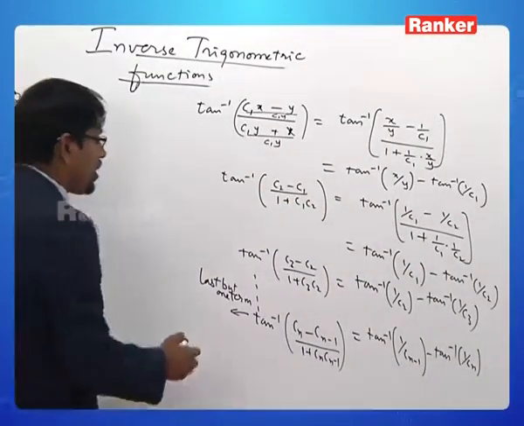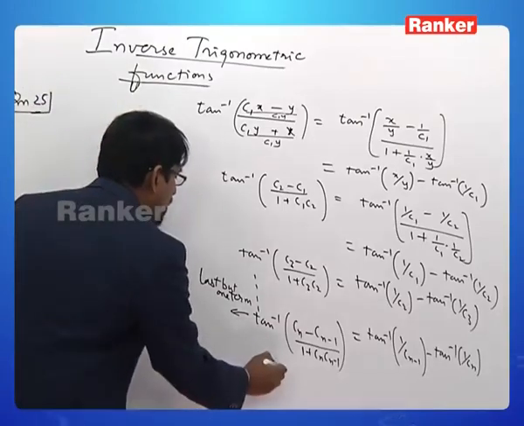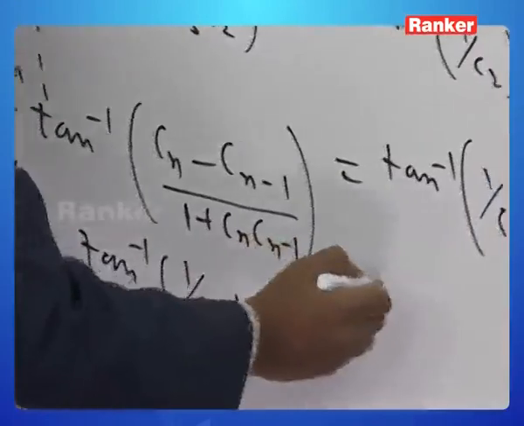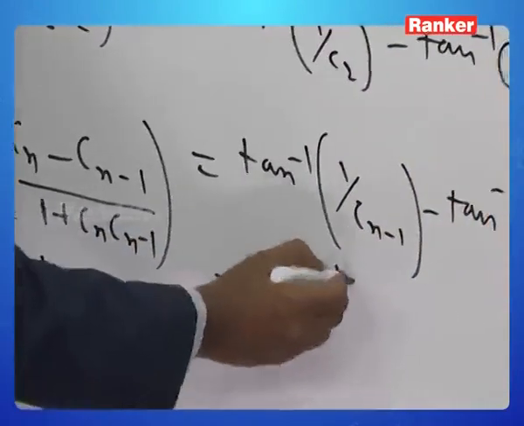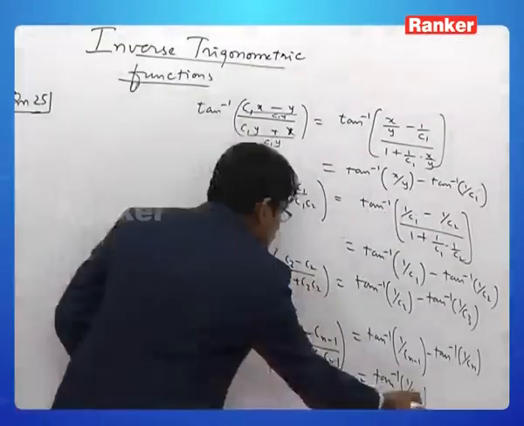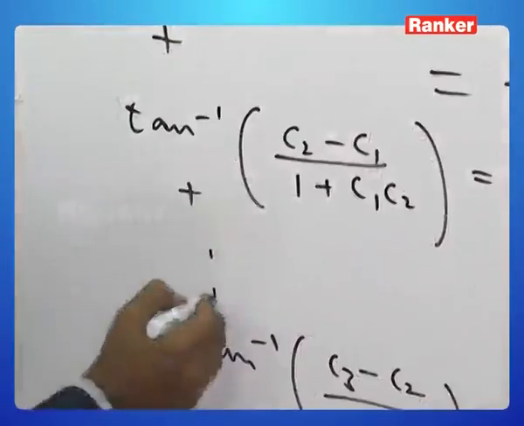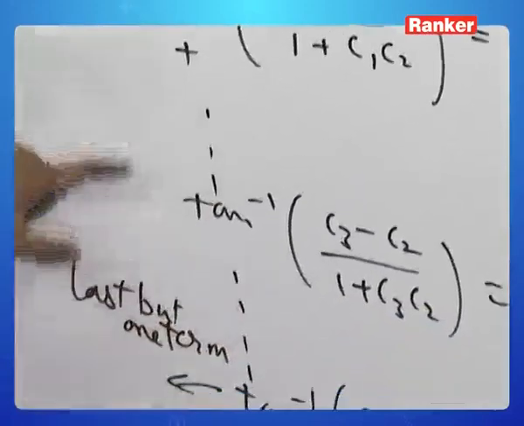Now let's also write the last term. What is the last term? Tan inverse of 1 by Cn. I'll just carry that same thing here. Tan inverse of 1 by Cn. Now let us add all these terms.